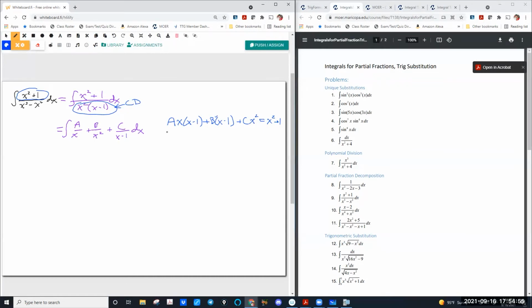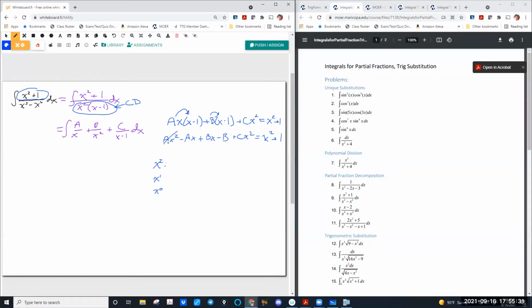Then the next thing we'll do is multiply everything out. So we'll distribute the ax. So ax squared minus ax plus bx minus b plus cx squared equals x squared plus 1. Now we set up our system, and we have an x squared term, an x term, and a constant term. So next, we're going to set up an equation for the x squareds, the x's, and the constants.